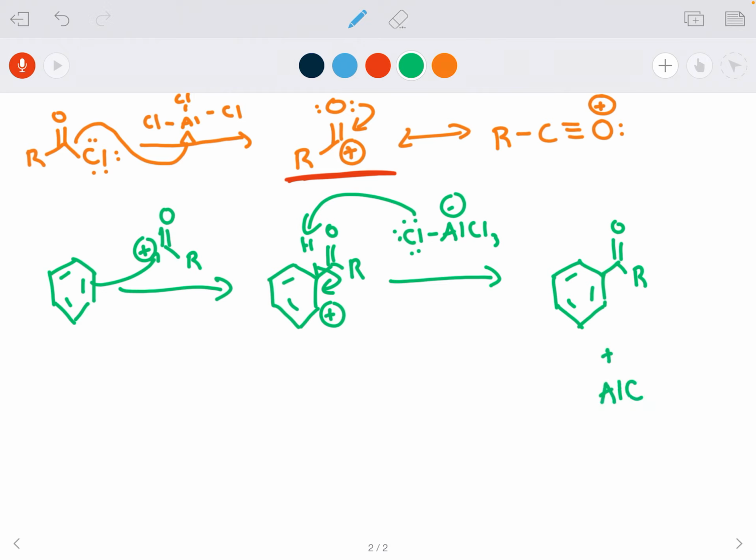and have the catalyst right back again. So that's how Friedel-Crafts acylation works.